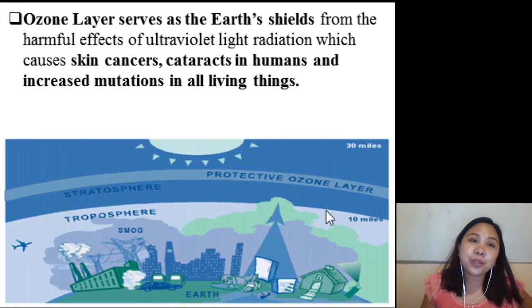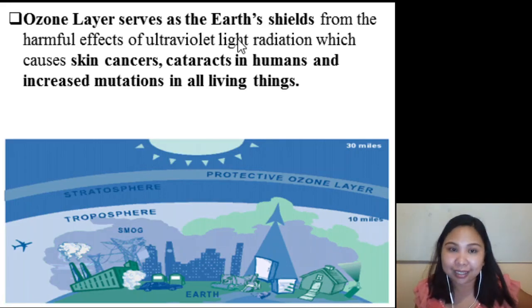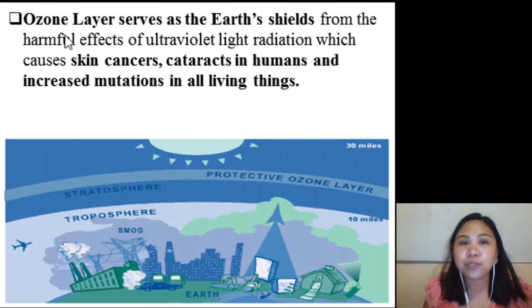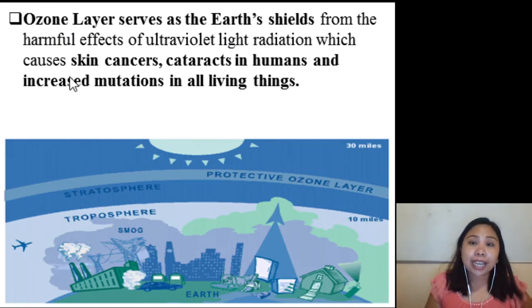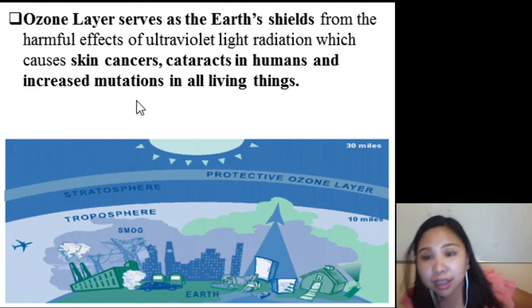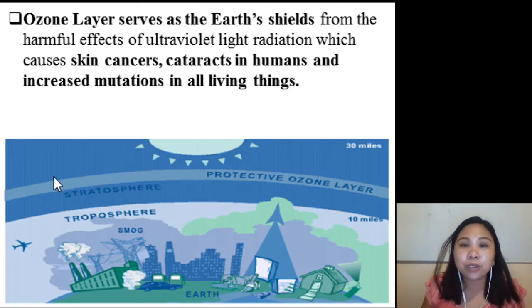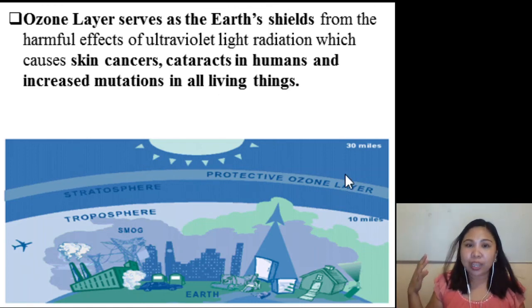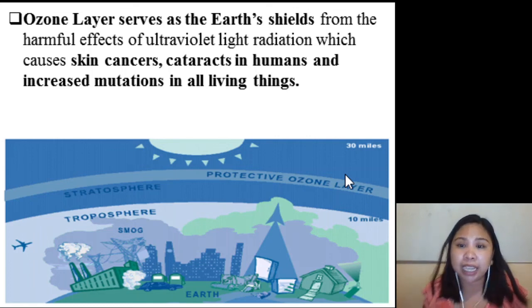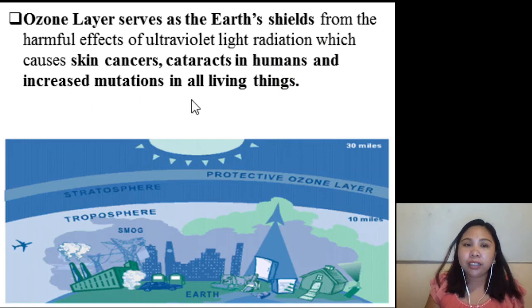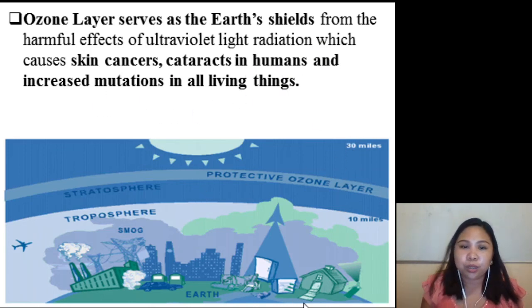Okay? So, ozone layer serves as the Earth's shield from the harmful effect of ultraviolet radiation, which causes skin cancers, cataracts in humans, and increased mutations in all living things. So, kapag po tinanggal natin itong protective ozone layer na ito, class, okay? So, probably tataas ang rate ng skin cancer kasi nga mataas yung ultraviolet radiation na na-absorb natin. Ayan, and other related health issues.